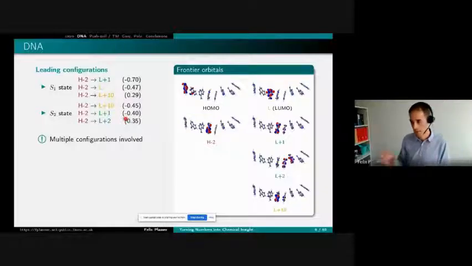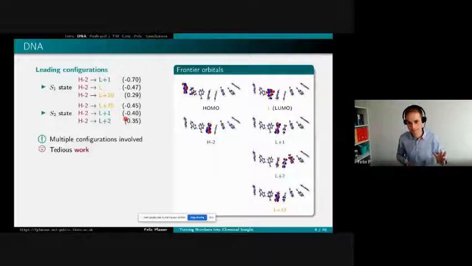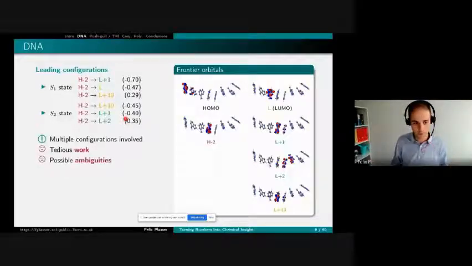So yeah, we also have multiple configurations involved. We can't just look at one orbital and know what's going on. On the one hand, I guess there are 2 things to complain about. On the one hand, it's tedious work because we have to sit there in Molden, click the orbital, wait until it renders, and then we see the orbital. But the problem is also that we have ambiguities, because if we have those 3 different orbitals, how can we get a unique way of really assigning what this all means?